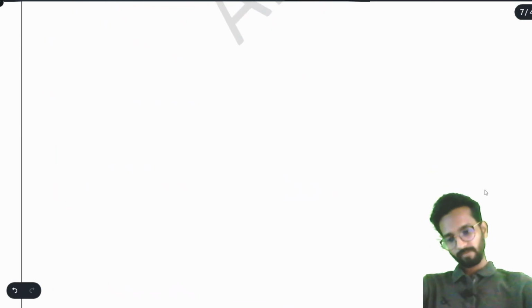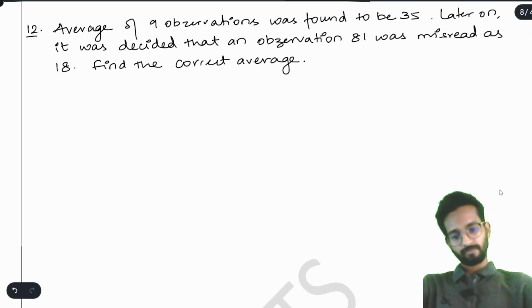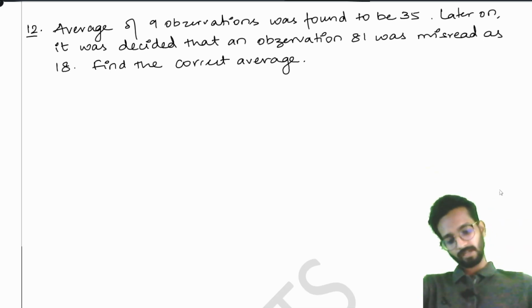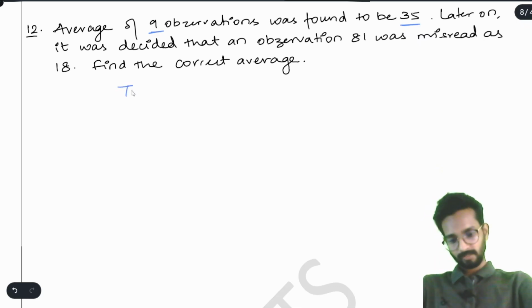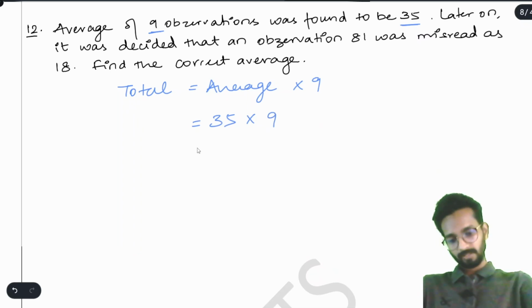Now, moving further to the next question, question number 12. Average of 9 observation was found to be 35. Later on it was decided that an observation 81 was misread as 18. Find the correct average. Now understand how to do it. See, average is given 35, number is 9. So I can say total is equal to the same thing, average multiply number, 35 into 9, it will become 315. Okay, but this is wrong total. Understand this. Why? Because an observation 81 was misread as 18.